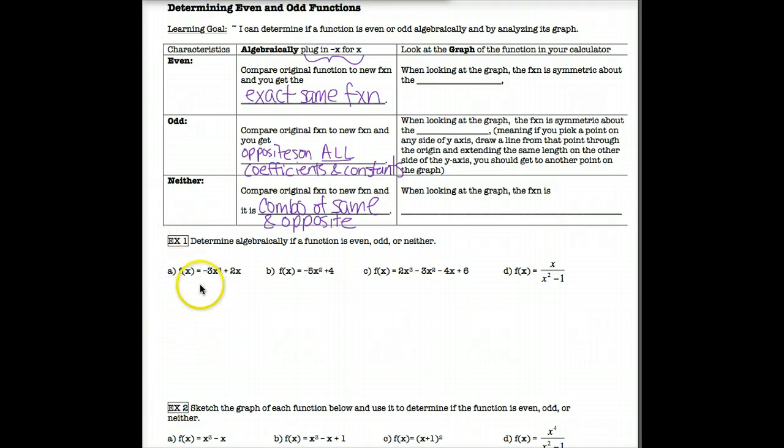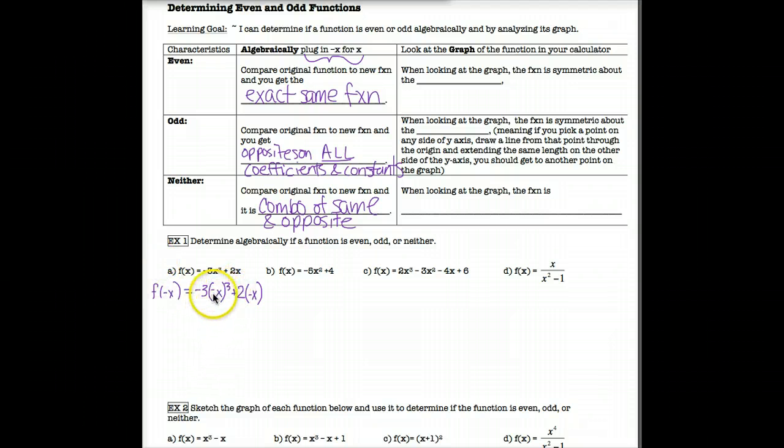So what we are doing again is we're plugging in negative x in place of x. So f of negative x here, everything stays the same, negative 3, except in place of x, every time I see x, I'm going to plug in negative x. Now I need to simplify. And again, you can see why it's so important that you know your exponent rules.